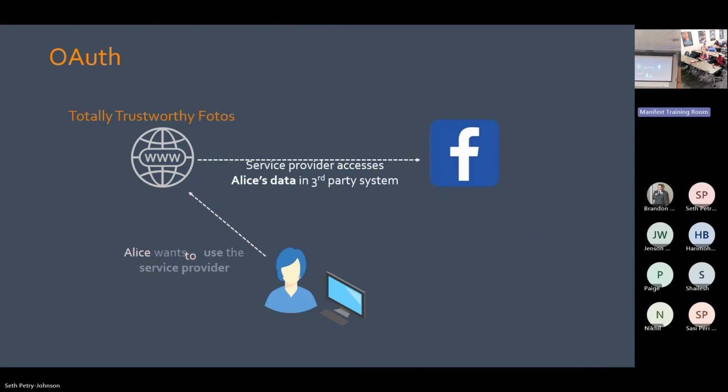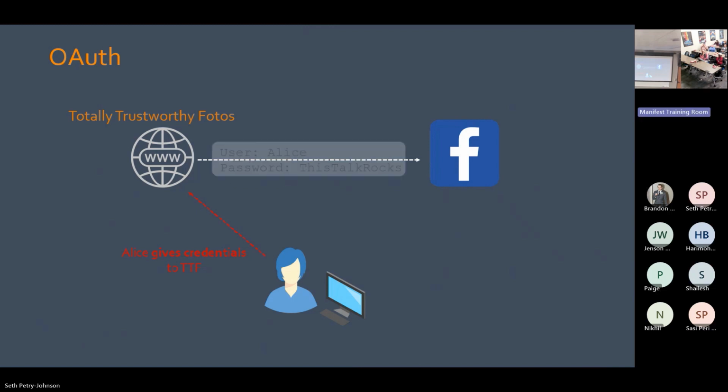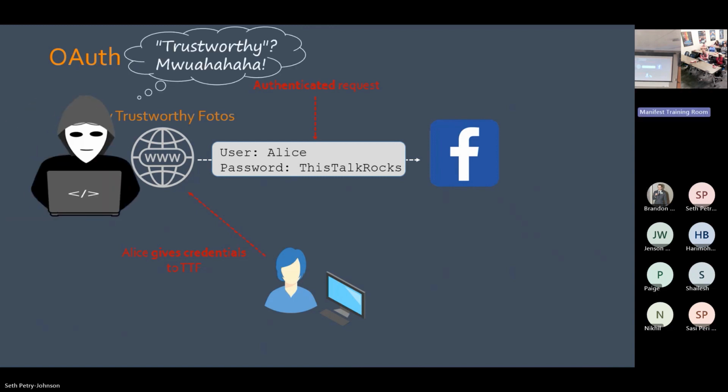Pretty standard use case. The naive way to do it would be for Alice to give her Facebook credential to that web app, which would then access her Facebook account using her credentials. That's kind of dumb. If you did that, Totally Trustworthy Photos would be making an authenticated request to Facebook, and Facebook would have no way to tell that it wasn't actually Alice on the other end of that request. But what if TTF isn't trustworthy, right? They have her primary account credential. They can do all kinds of bad things with it. That's why we don't want third parties making authenticated requests on behalf of our users.